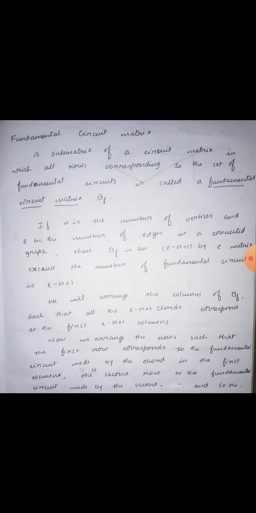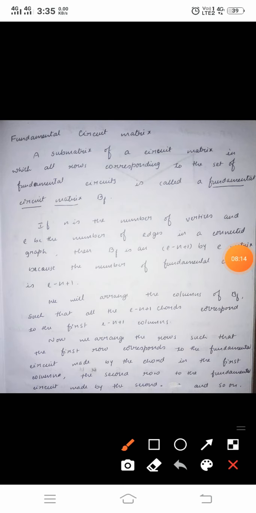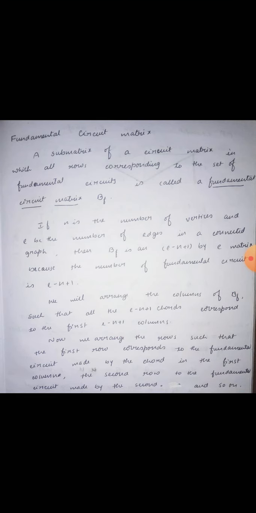Okay, now we'll arrange the matrix BF. First, we'll arrange the columns of BF such that the E minus N plus 1 chords correspond to the first E minus N plus 1 columns. That means first we have to write all the chords.